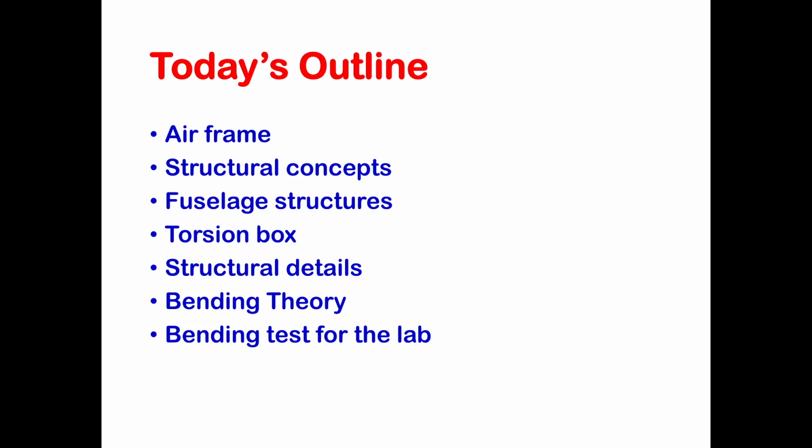We will talk about the fuselage structures. We will talk a little bit about the torsion box, and we will talk a little bit more about the structural details of an airplane. So the first part of the lecture is gonna focus on these structures and the forces that are being applied to them. So we will talk about the torsion and the bending mainly, and we essentially wanna emphasize the importance of a beam bending and torsion analysis in aerospace aircraft design in general.